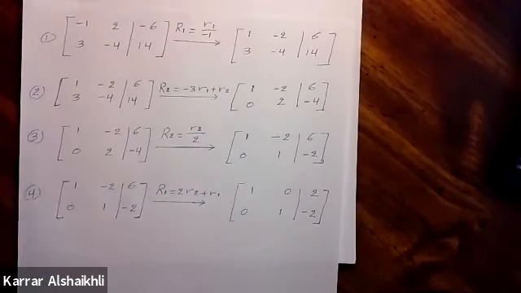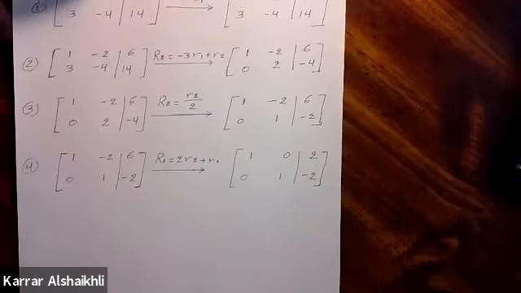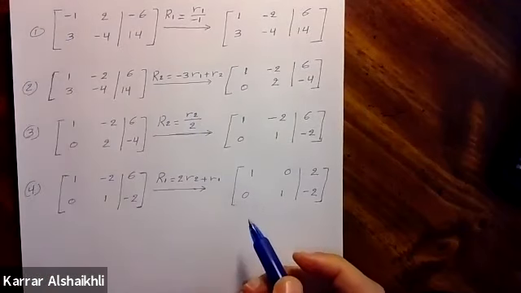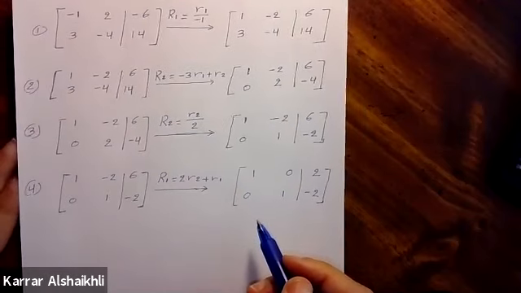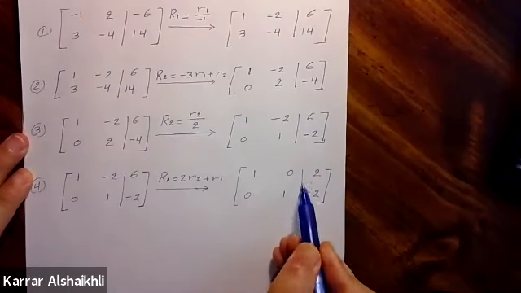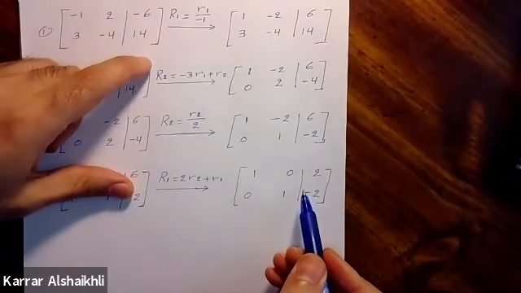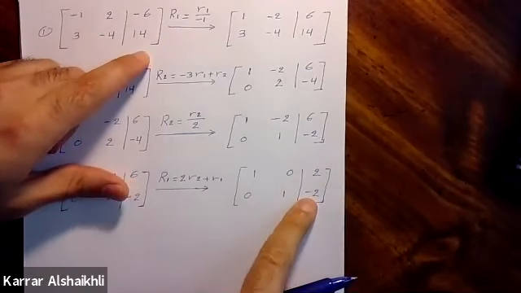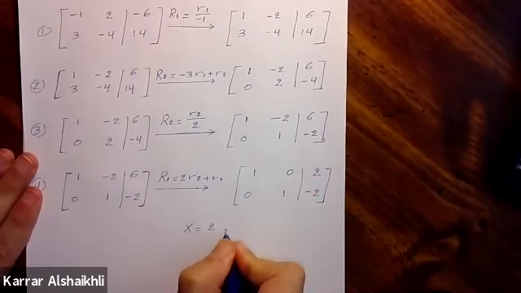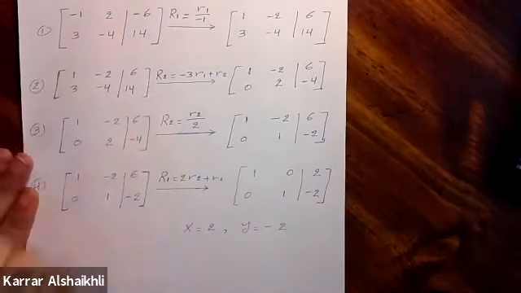Now let's do a general conclusion about everything. 1, 0, 0, 1, this is my goal. By doing these 4 steps, my goal is to convert this to 1, 0, 0, 1. You see, then these numbers change from -6 and 14 to 2 and -2. I'm just going to write down x equals 2 and y equals -2. This is my solution for this system.